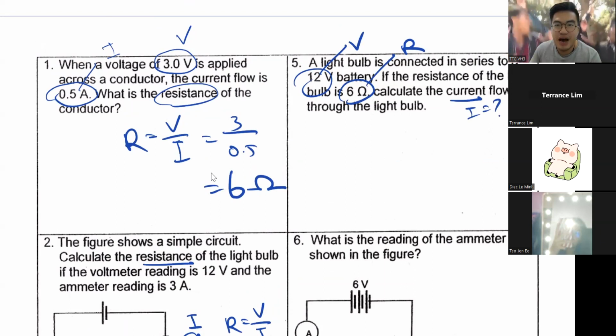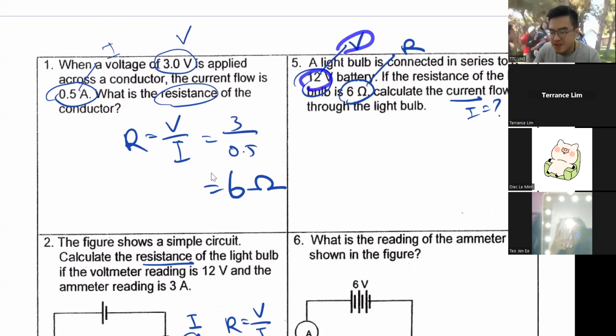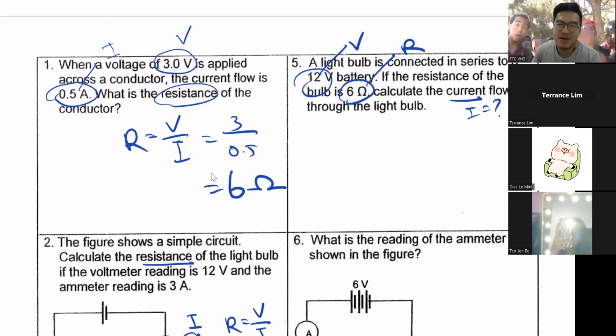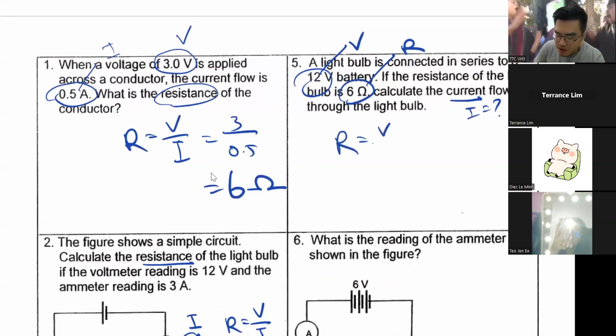Guys, I know you might say, sir, very excessive, no need to label. Just make it a habit, because next time in maths and physics, like when you learn about speed, you have like 5 numbers there, so you better label. Don't be lazy. Make it a habit because you won't get confused this way. So R equals V over I.